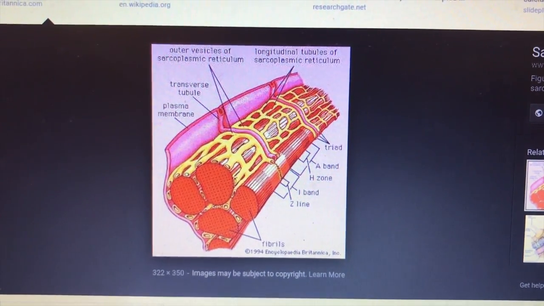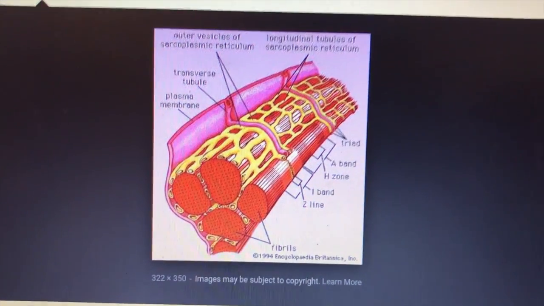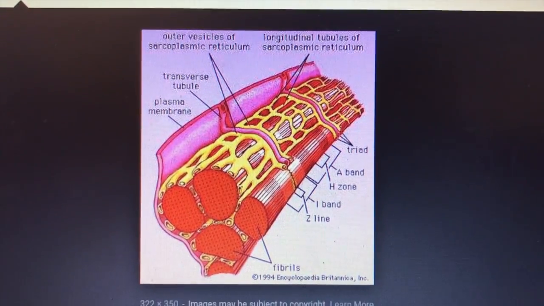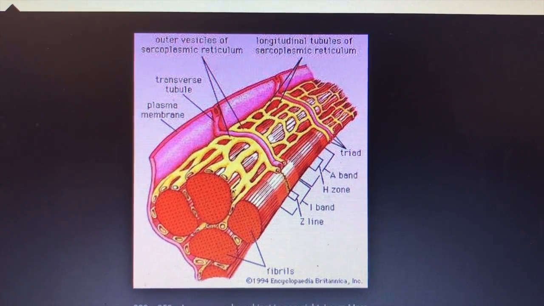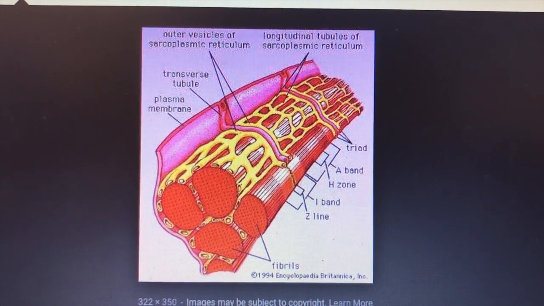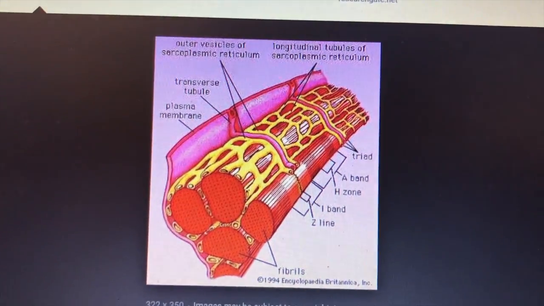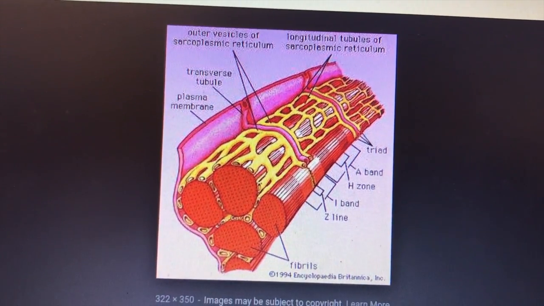Transverse tubules are specializations of the plasma membrane that invaginate or cover the cell. They interact with the sarcoplasmic reticulum in order to shuttle calcium ions to the myofilaments.